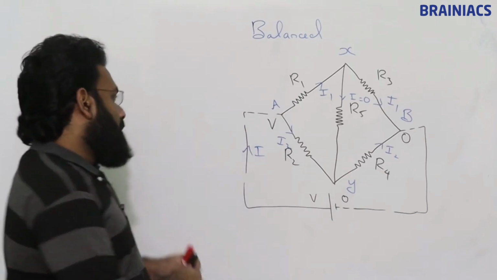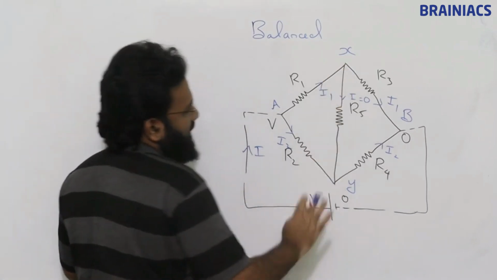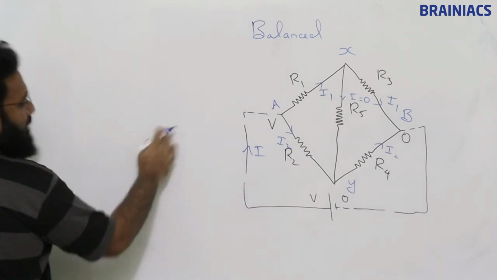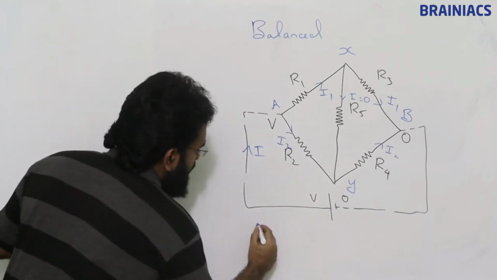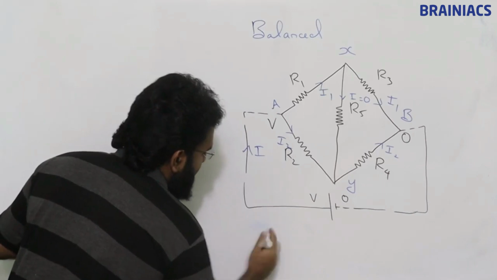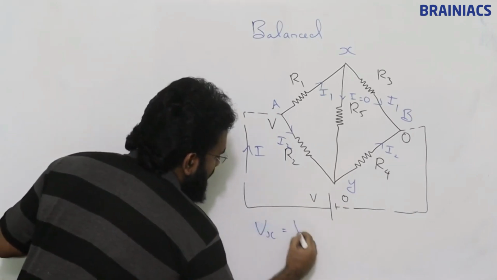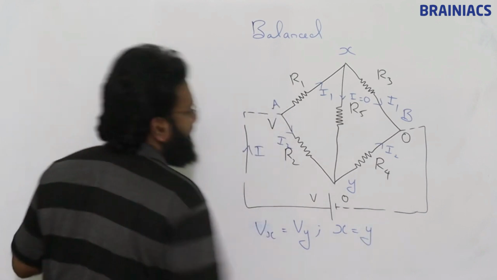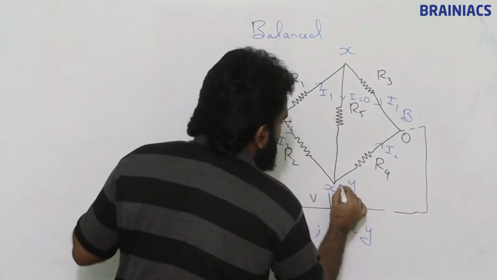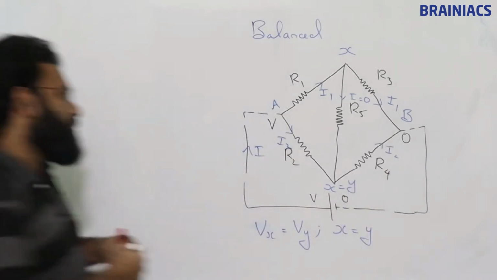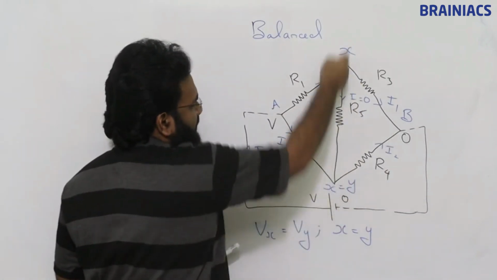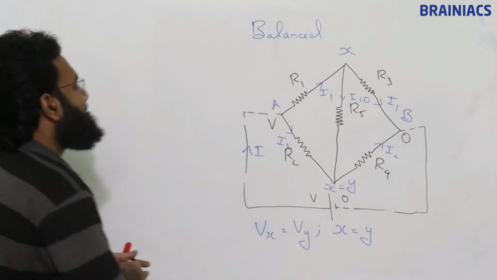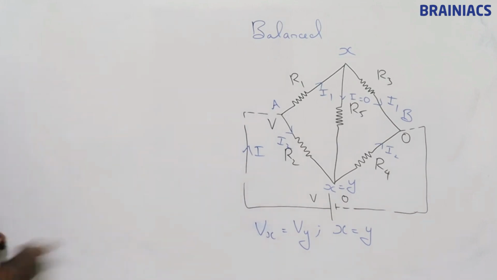Now, when no current flows through this, the real reason is what? This node and this node X, Y are at the same potential. So Vx is equal to Vy. So I can say X is equal to Y. So what I am going to do, I put this node also X. Why do we put this? Just because no current flows through this and the potential difference between these 2 points is 0, we are putting X here also X. Clear? Now we will write equations.